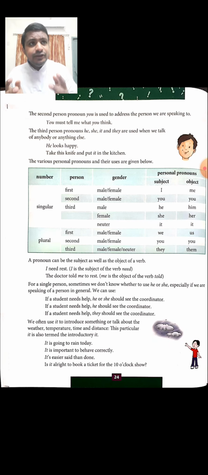Now, whenever we refer to a single person, if you don't know whether it is he or she, you can use they also. You can use it for a person in general. For example, if a student needs help, he or she should see the coordinator, or if a student needs help, they should see the coordinator. So if you are not sure about the gender, you can use they generally.